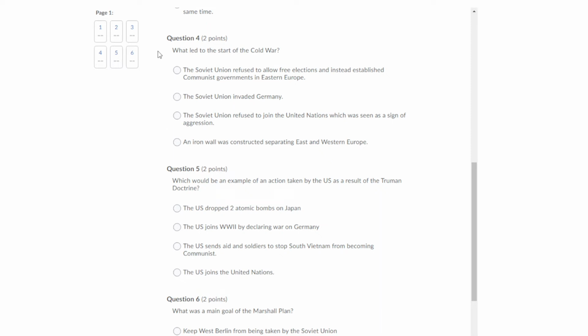Question number 4. What led to the start of the Cold War? The Soviet Union refused to allow free elections and instead established communist governments in Eastern Europe. The Soviet Union invaded Germany. The Soviet Union refused to join the United Nations, which was seen as a sign of aggression. Or, an iron wall was constructed separating East and Western Europe.